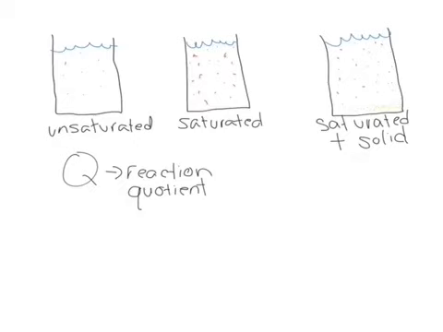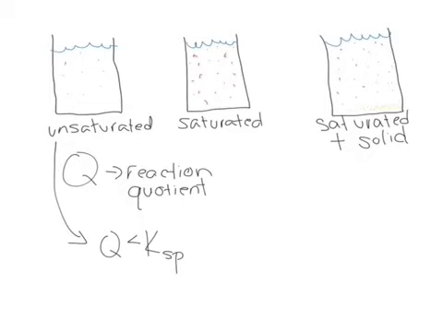So when you have an unsaturated solution, your Q is less than your KSP for any given solid. That is to say, the molarity of the ions is so low that you have not reached the maximum amount of ions that will go into solution at any given time. So you end up with an unsaturated solution at that temperature. Your Q is less than your KSP.